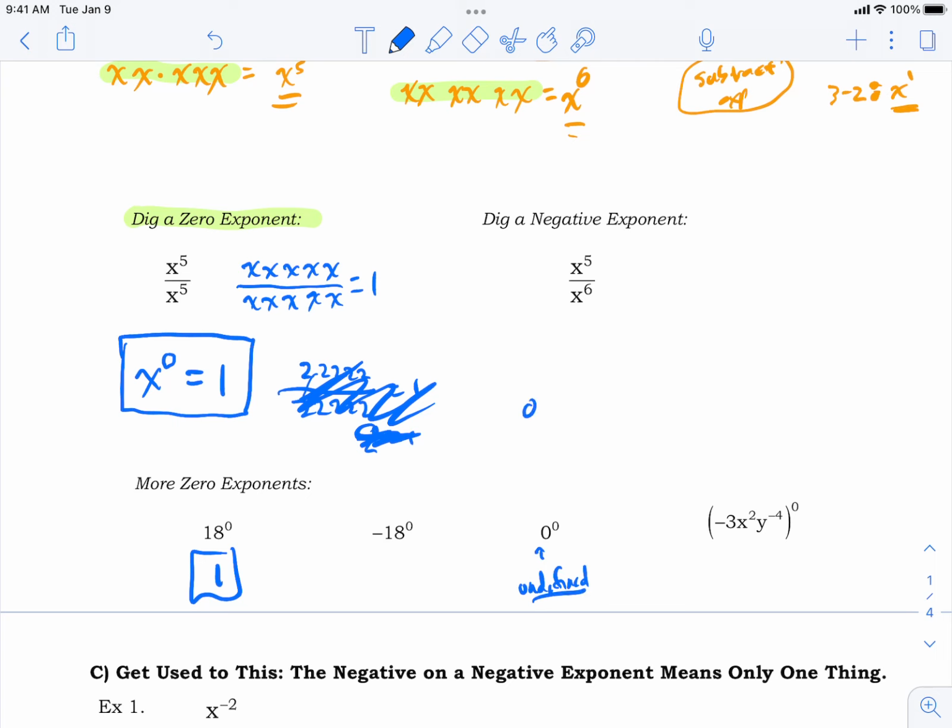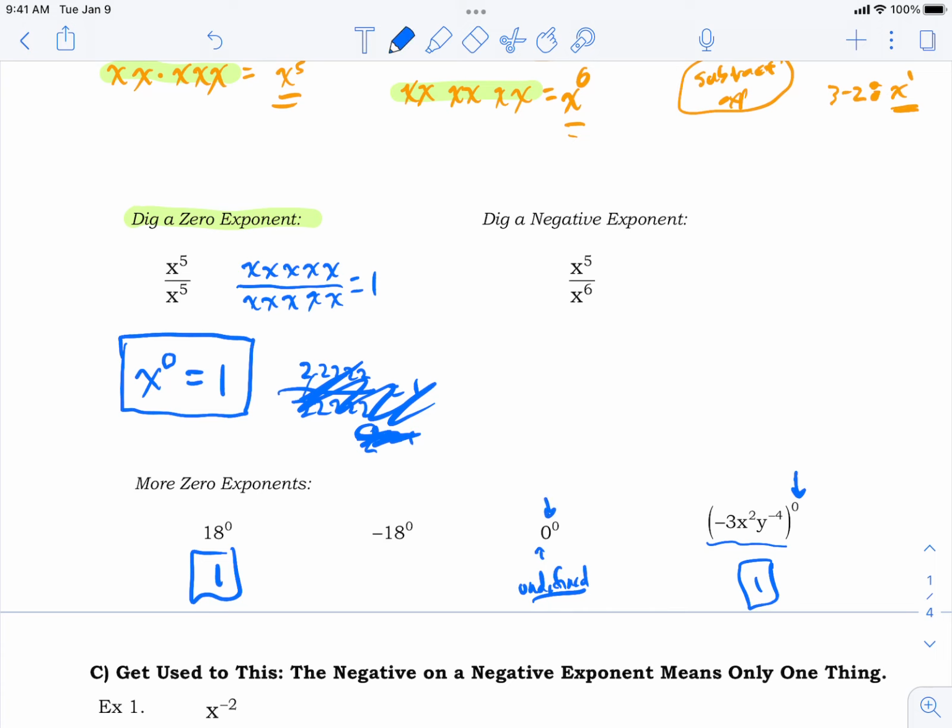Because the problem is if you have a bunch of zeros over a bunch of zeros, anything with zeros on the bottom is undefined. So 0 to the 0 is undefined. With that exception, we can say anything to the 0 is 1. You see this big bunch of stuff? That's a whole big bunch of stuff. Yep. But it's got a 0 exponent, so it equals 1. Woohoo!